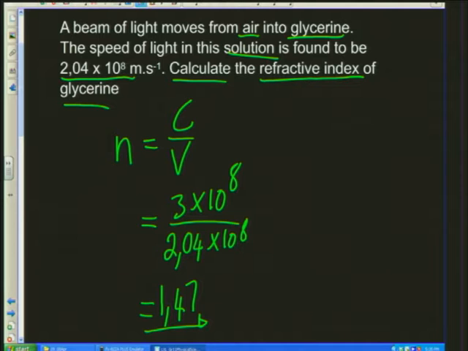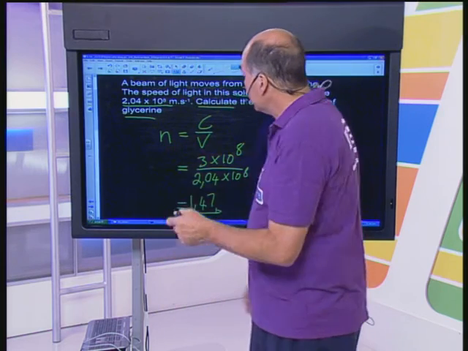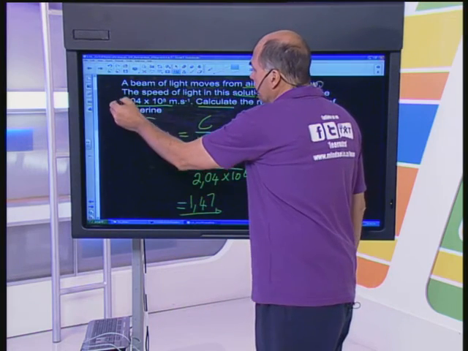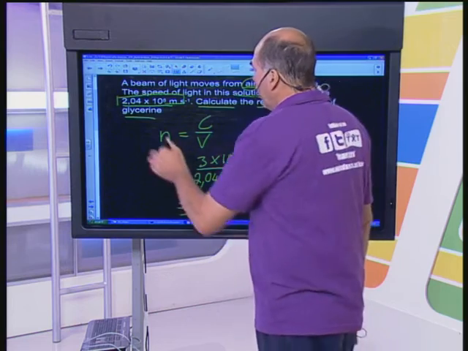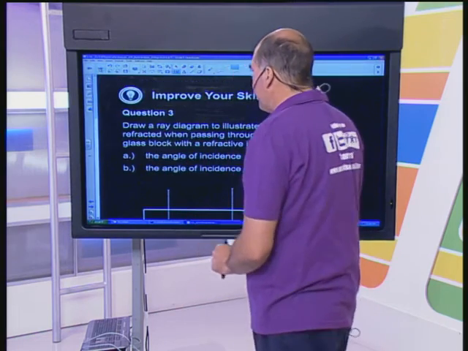No panic. We just recognize this as a ratio that tells us that the speed of light in glycerine is less than the speed of light in air. Remember, speed of light in air is 3 times 10 to the 8 meters per second. It's slightly less than in a vacuum, but we're going to take it for our calculations as 3 times 10 to the 8 meters per second. Right, we're ready for question number 3.